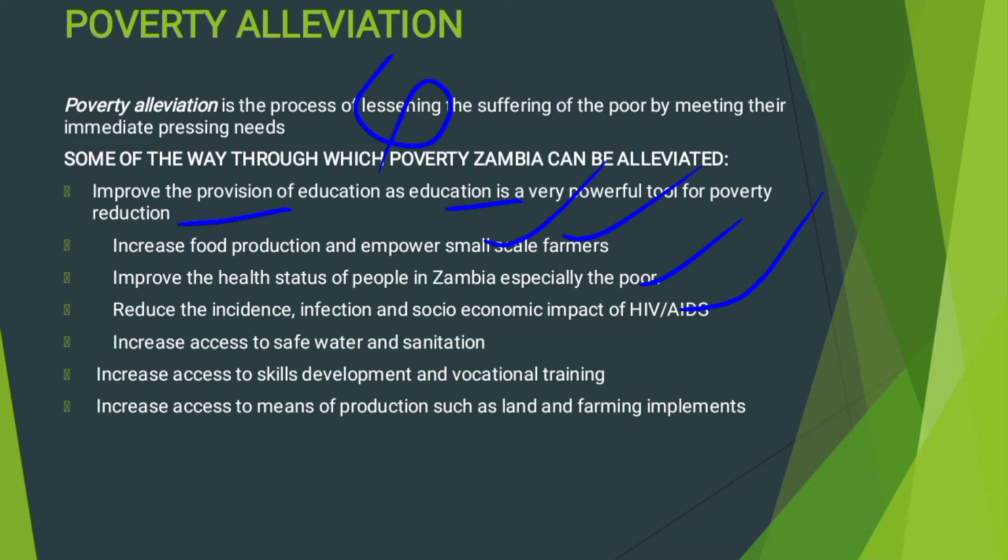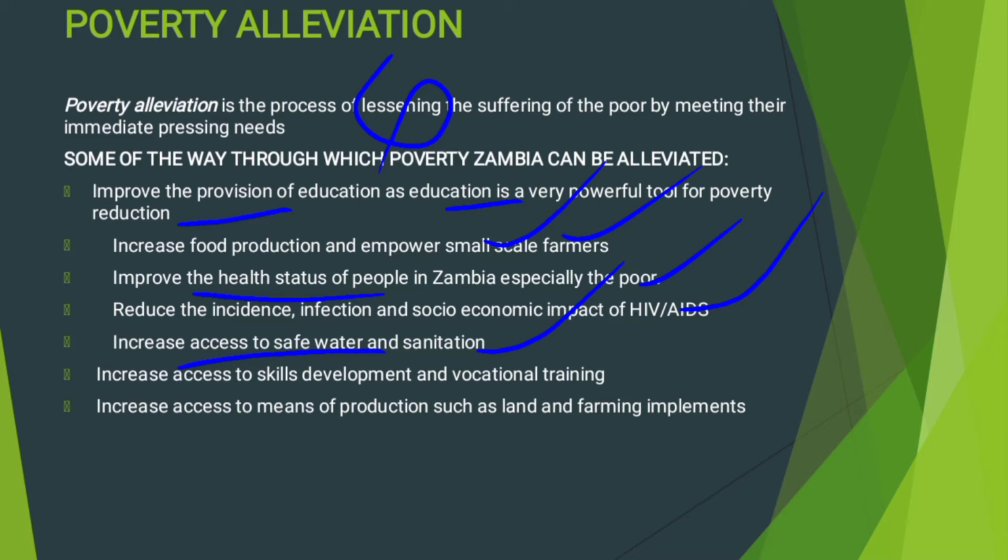Increase access to safe water and sanitation. Access to safe water. Because we said poverty, especially absolute poverty, is a condition where you lack basic needs, such as water. Water is among the basic needs. So when we improve access to safe water, people are not just getting water from streams which are even unsafe, the health status of the people will be affected if we don't have what? Safe water.